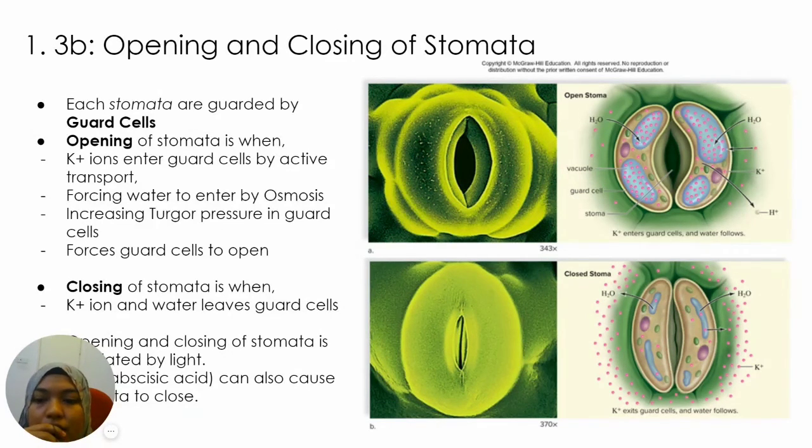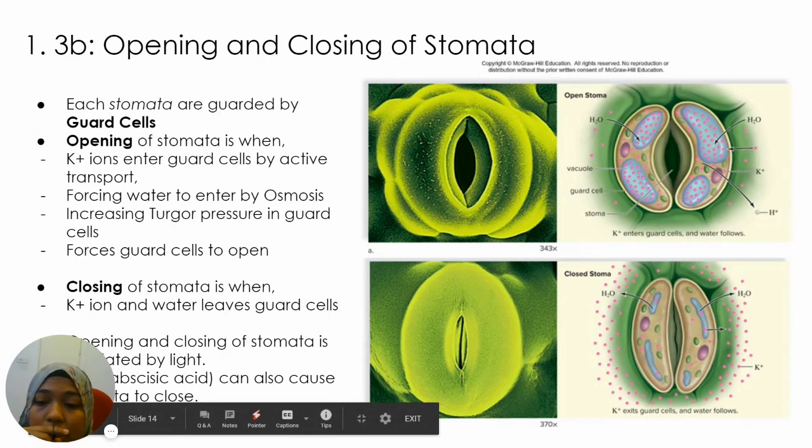So, in addition, the addition of abscisic acid can also cause the stoma to close.